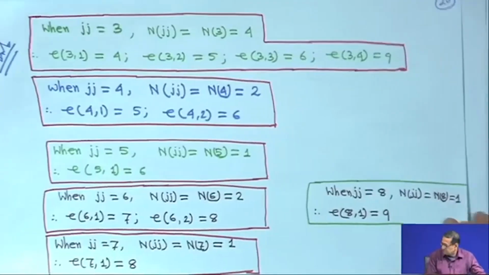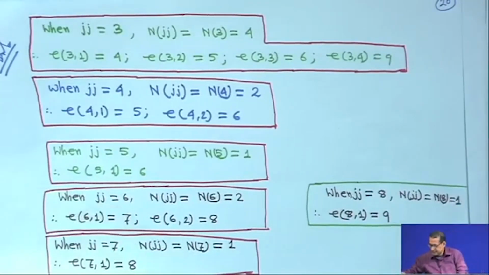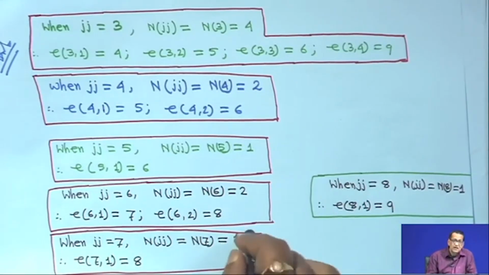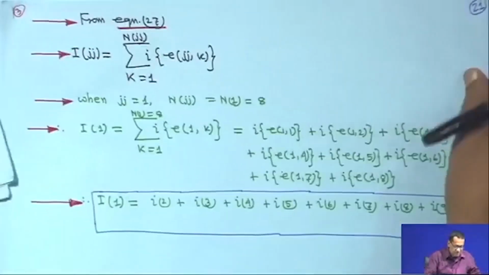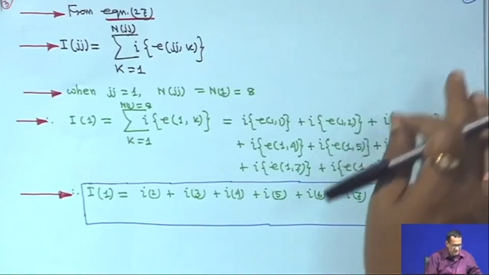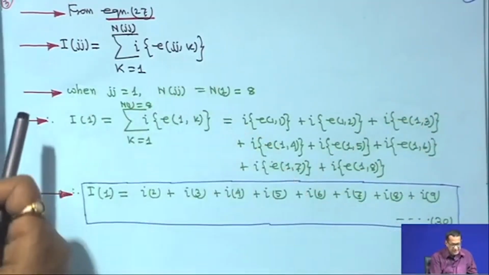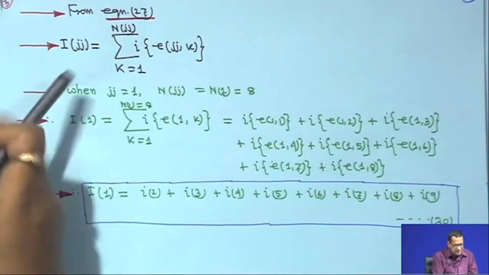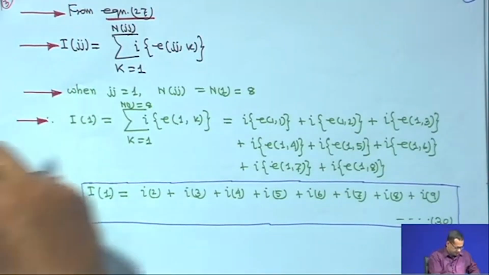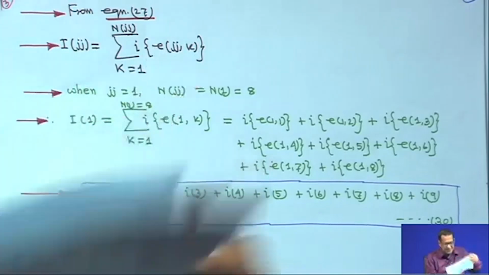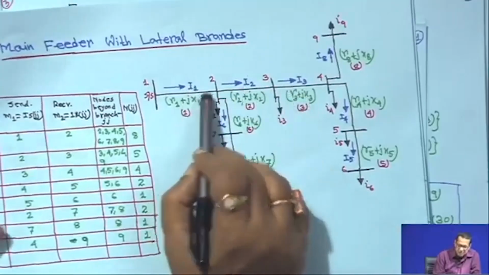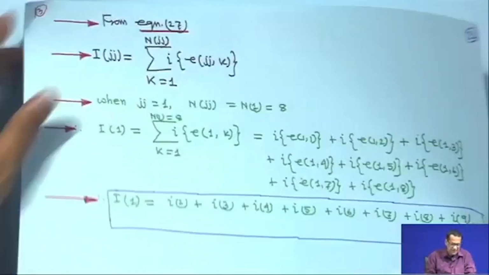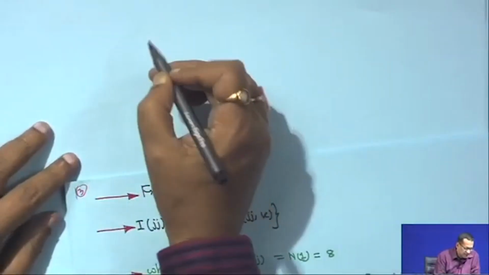So, this is your next stage. I mean, then you might have understood how to find out all the nodes beyond each branch, right. Next is, from equation 27, if you rewrite the equation, IJJ, that is the branch current, that means capital I, that means in this diagram, these are the branch currents I1, I2, I3 and so on.